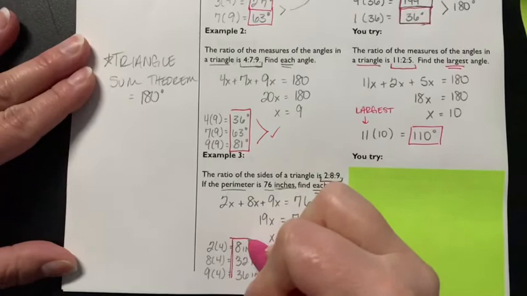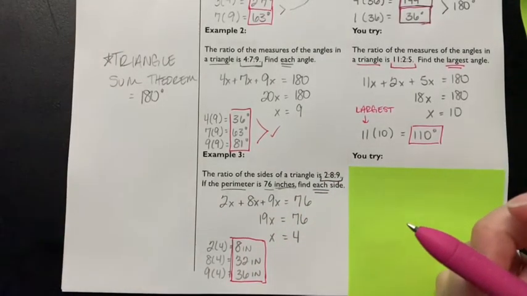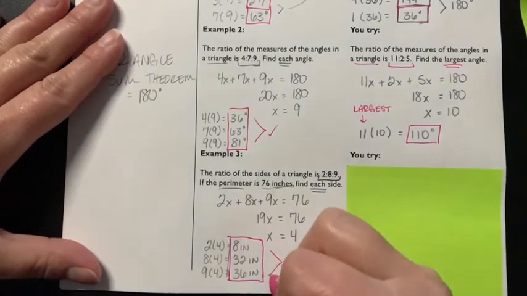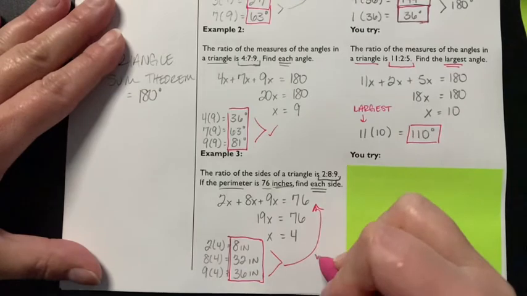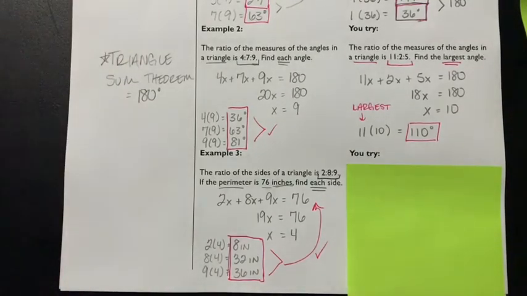Get my pretty pink pen. That's our solution, and to make sure that we're on point, we can always double check ourselves. I'm going to add these up, total it, and make sure that it does give me the 76, which it does, and we are all good. So go ahead and pause your video, do the you try problem, and come back to check your answer.